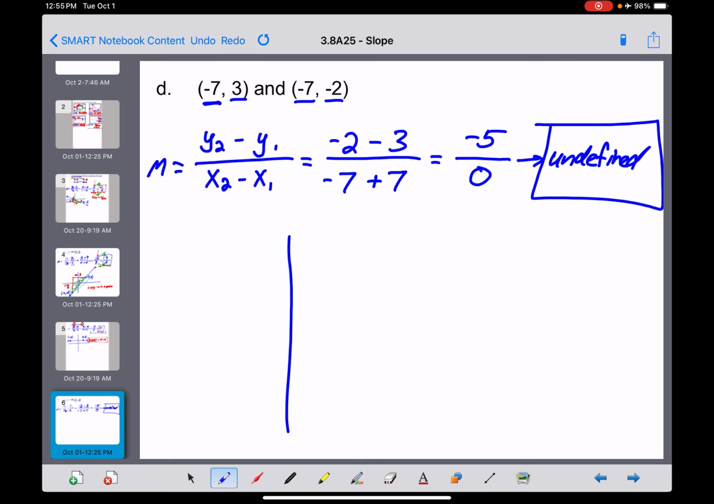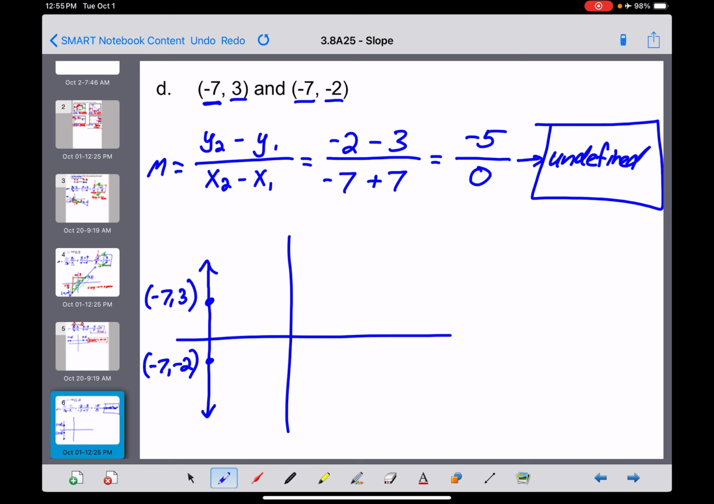Now, I think you guys know what's going to happen when I do a quick graph. Negative 7, 3 means left 7, up 3. So we're right about here, negative 7, 3, followed by negative 7, negative 2, which would be left 7 and then down 2. The only line that connects those 2 points is one that looks like this, which is a vertical line. All right, and going way back to what we wrote on the second slide here, the slope of every vertical line is going to be undefined.